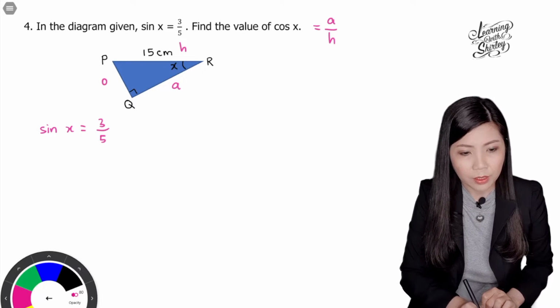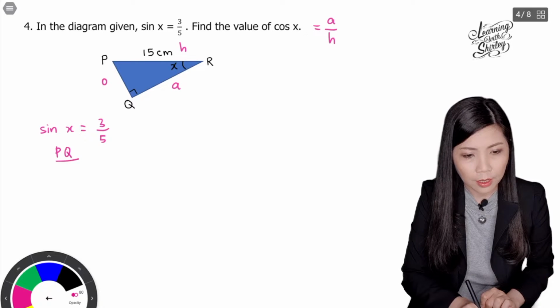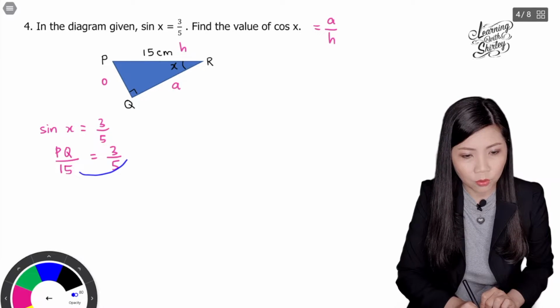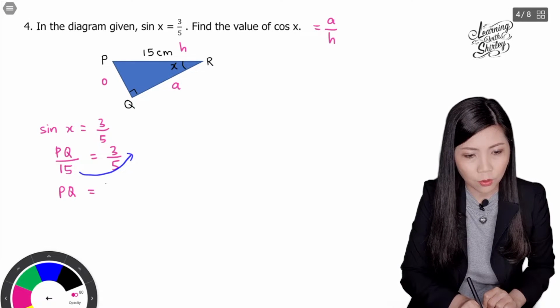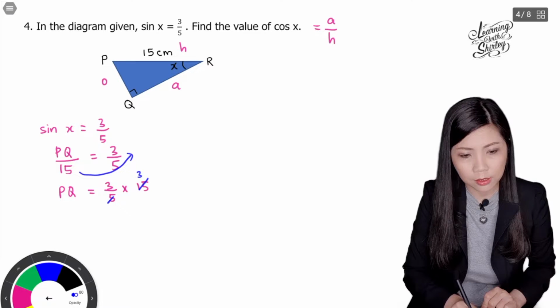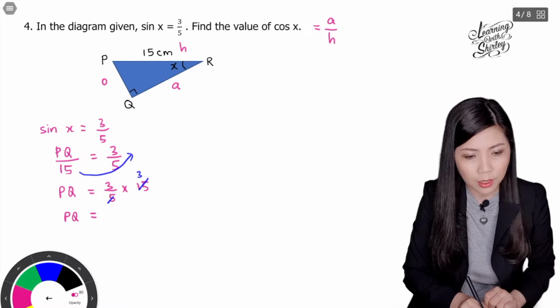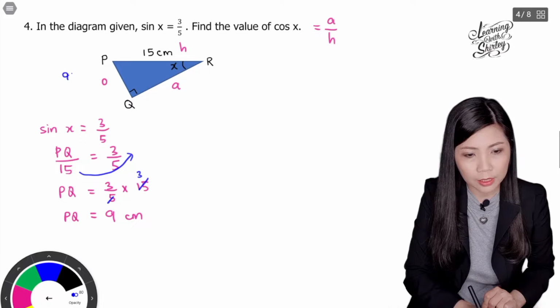opposite of the angle. So sine x will be O over H, which is PQ over H, which is 15, equals 3 over 5. So we have to find the value. We shift this over to the right hand side, so we get the value of PQ equals 3 over 5 multiplied by 15. We can cancel this: 15 divided by 5 is 3. Therefore, PQ is equal to 9 cm. So I'm going to label here as 9 cm.